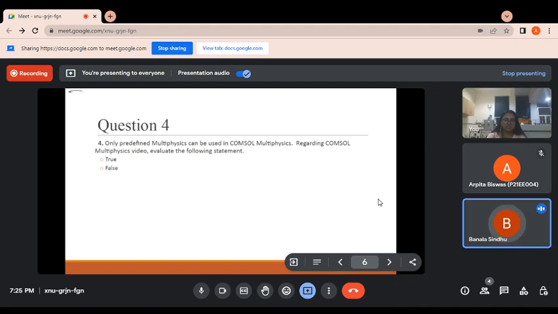True, ma'am. No, the answer is false, because manual multiphysics can also be used in the COMSOL software. So predefined multiphysics can also be used, as well as the manual. You can manually add the multiphysics whenever you want to simulate the devices in COMSOL. Okay, so the option is false.